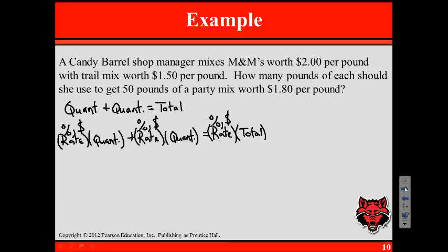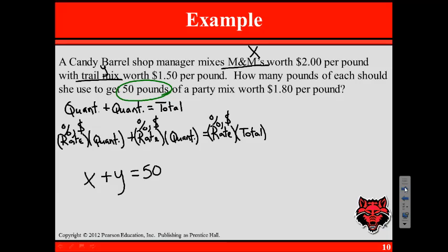Our first quantity, we have M&Ms. Plugging it into our first equation, the top equation we wrote, we have x M&Ms plus trail mix, we'll call that y. So y trail mix equals, at the end, we want to get 50 pounds. So many pounds of M&Ms plus so many pounds of trail mix equals 50 pounds.